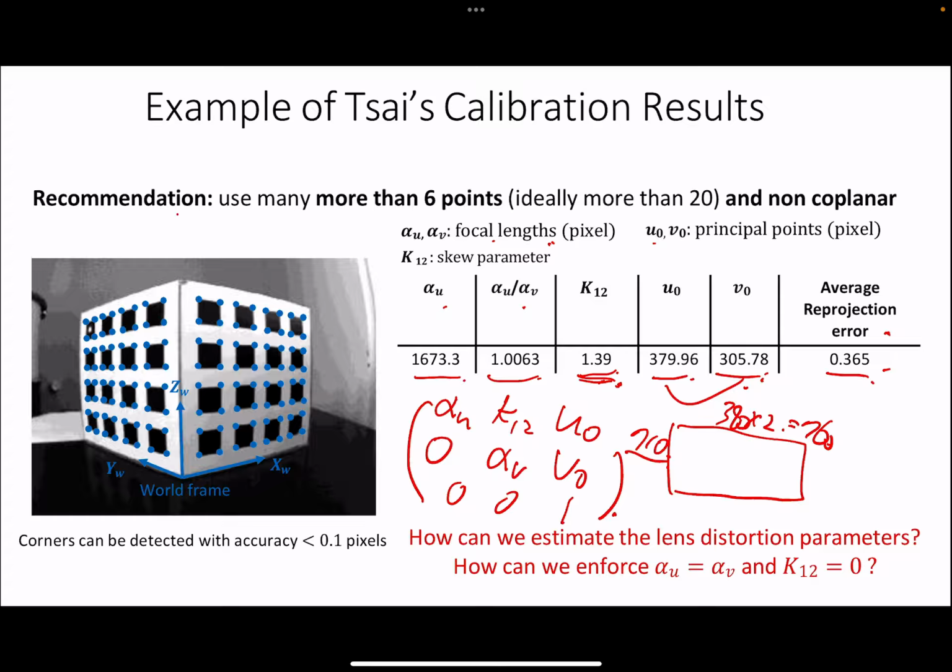And the recommendation, as I said, is that we use many more than 6 points, ideally more than 20 points, and non-coplanar. Coplanar means all points are on the same plane. If you use only 6 points, you won't get a good calibration result, because this is just the theoretical minimal number of correspondences. We need more than 6 points because there can always be noise. Anyway, this is the initial calibration result. The focal length ratio makes sense, and the principal point makes sense. The average reprojection error makes sense, but the skew parameter is too large, and this is the problem.